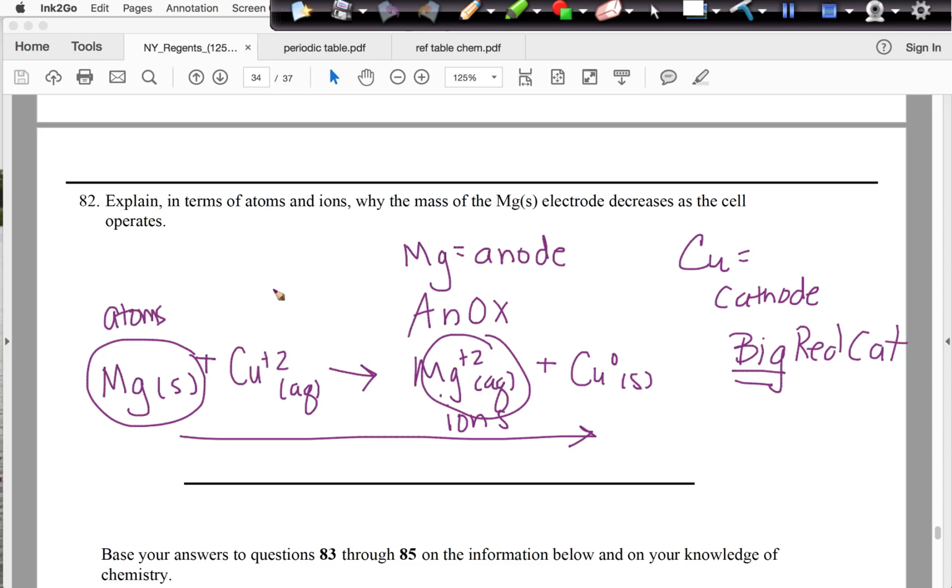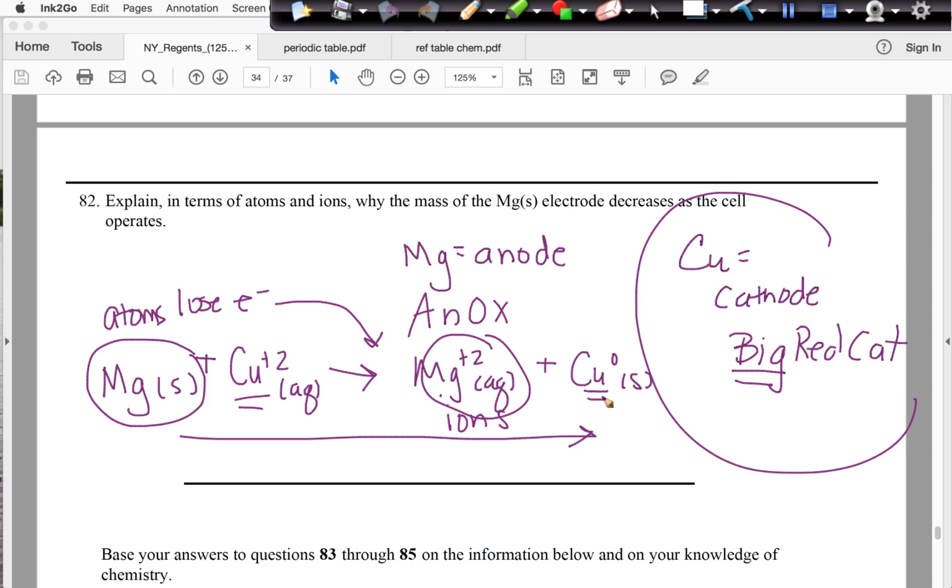It gets smaller because atoms are losing electrons to turn into ions. On the other hand, the cathode gets bigger. So this on the left here is the answer. But if they ask you why the cathode gets bigger, for the cathode, the ions in solution turn into atoms at the surface of the electrode.